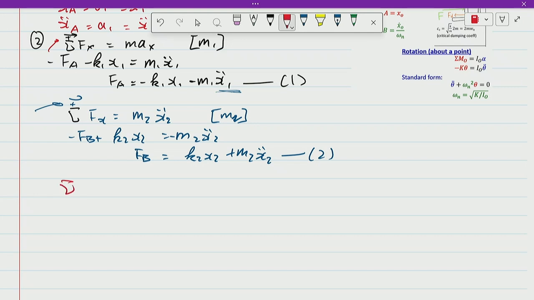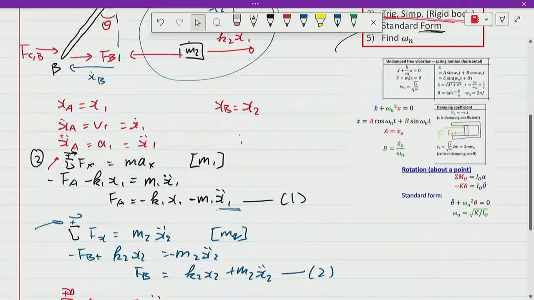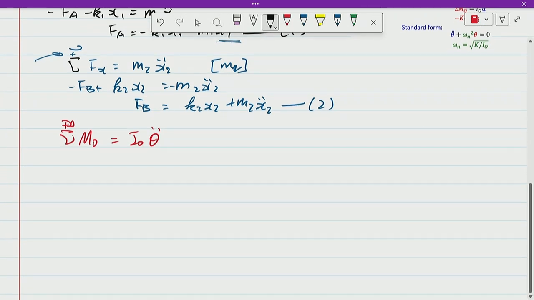Now we're going to do the moment. At O equals I naught theta dot dot. For once the question is nice, we don't have to calculate the mass moment of inertia. But it gets hectic when we take the moment. So we're just going to quickly sketch it out again. Get A and B here.